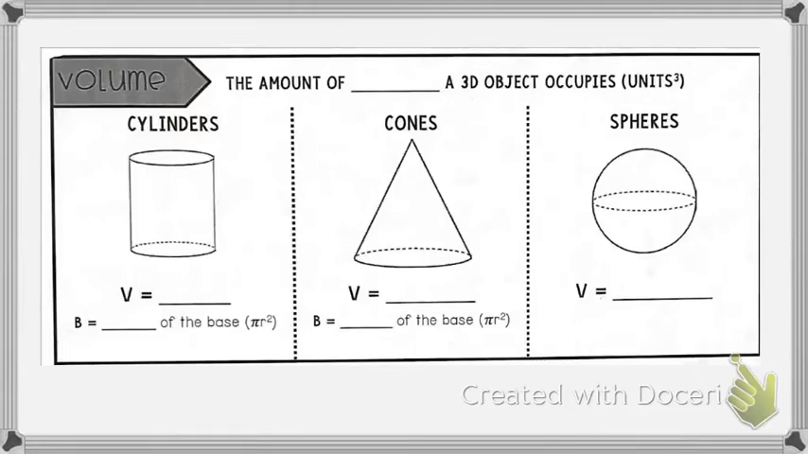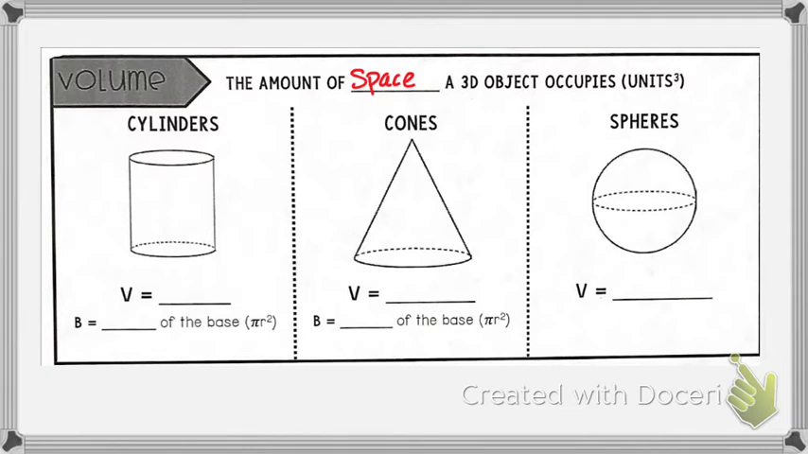Today we're going to be talking about volume and surface area. So let's start with volume. Volume is the amount of space in a 3D object. The unit is cubed, so we have an exponent of 3. We have 3 different types of shapes.